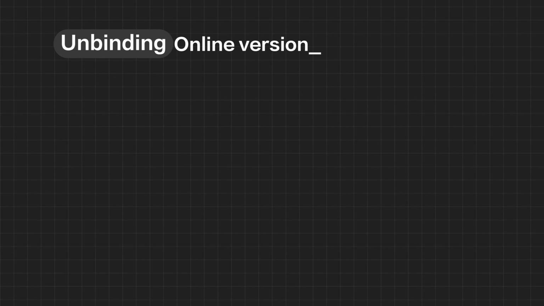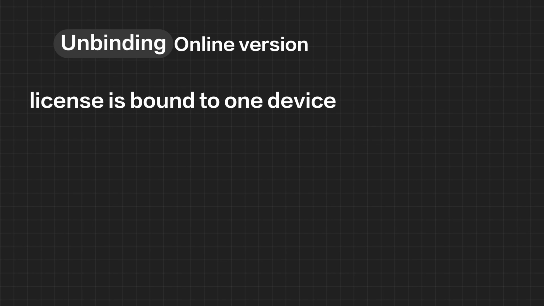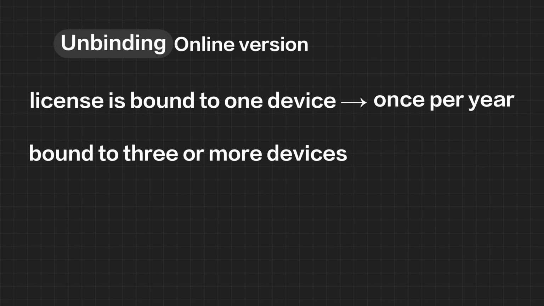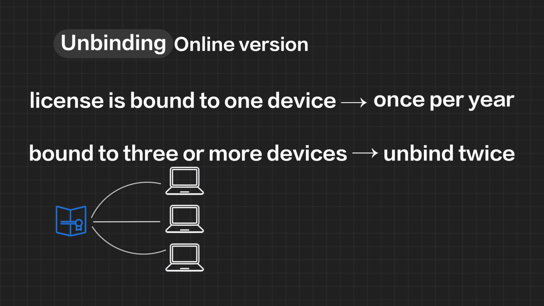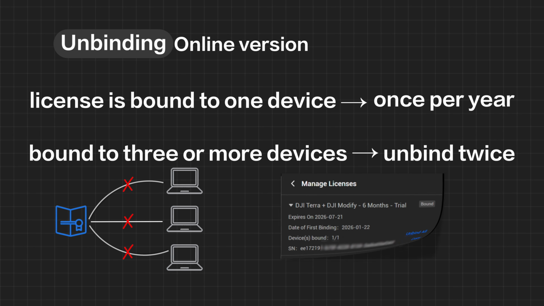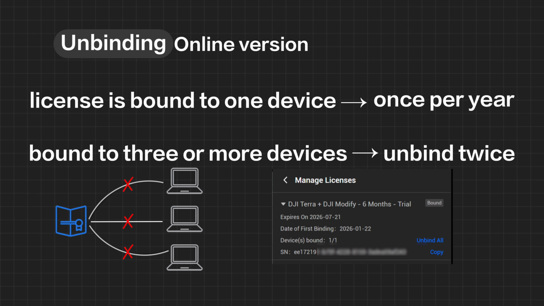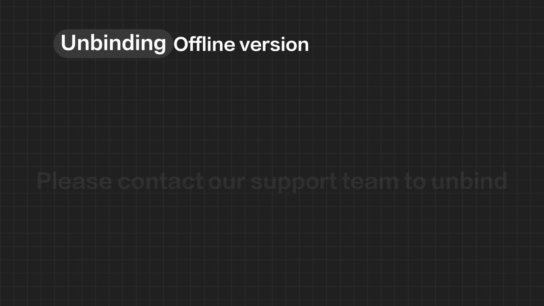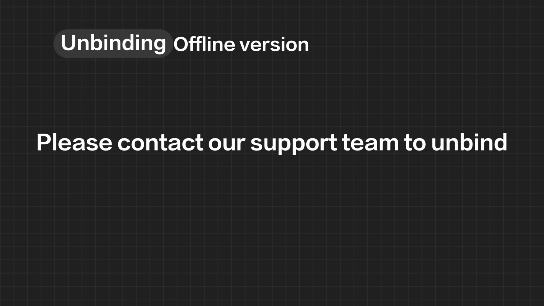Unbinding. For the online version, if your license is bound to one device, you can apply to unbind once per calendar year. If bound to 3 or more devices, then in each calendar year, you can apply to unbind twice. Once requested, all devices bound to the license will be unbound. Go to User Center, then Manage Licenses, and follow the instructions. For unbinding the offline version, please contact our support team to unbind.